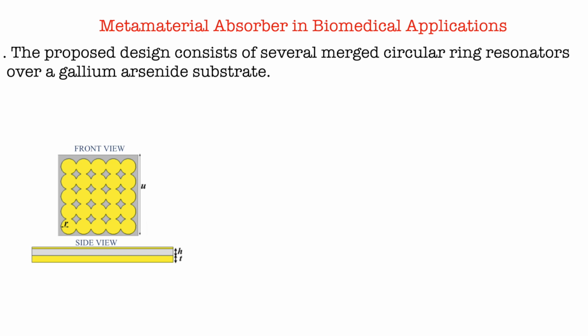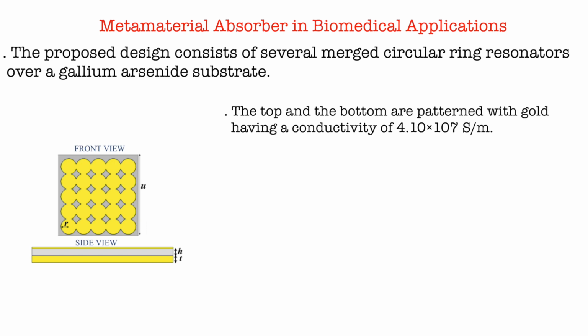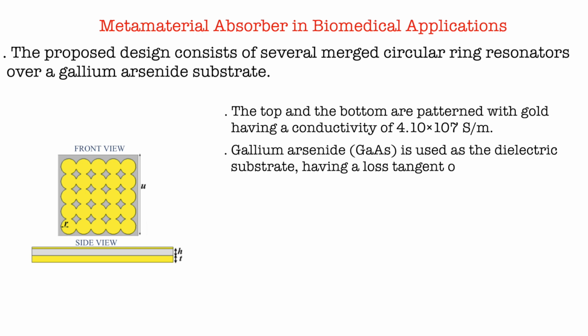So, the structure, as we can see in the side view, consists of a top metallic structure and a bottom metal, and between the top and bottom metal there is some dielectric material, that is a substrate. The top and the bottom metal are patterned with gold having a conductivity of 4 into 10 to the power 7, while gallium arsenide is used as the dielectric substrate, having a loss tangent of 0.006 and a dielectric constant of 12.94.